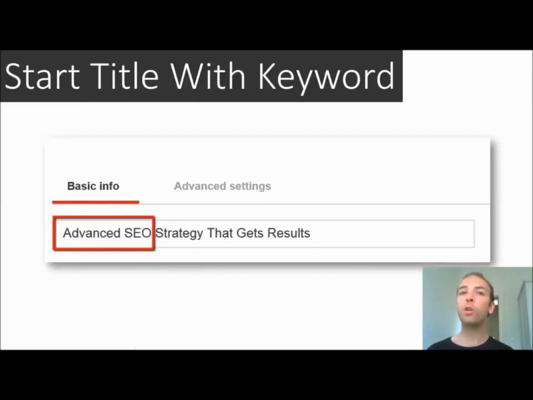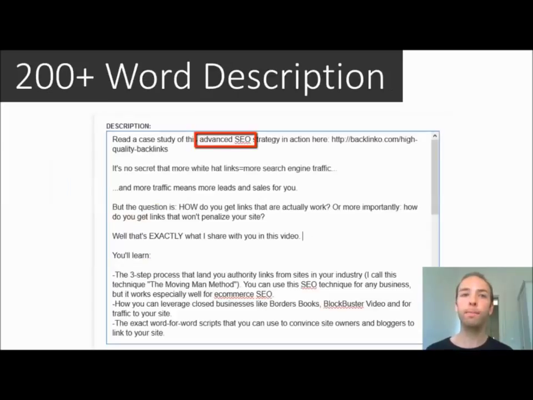You also want to start your video title off with your target keyword. So you don't just want to put it anywhere in your title. YouTube puts more emphasis on the beginning of your video title. So make sure that you either start the title off with your keyword or put it towards the beginning.